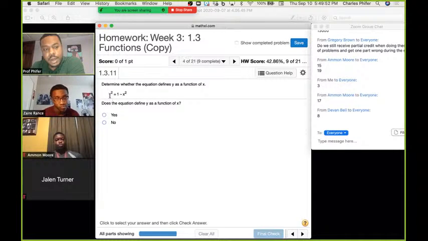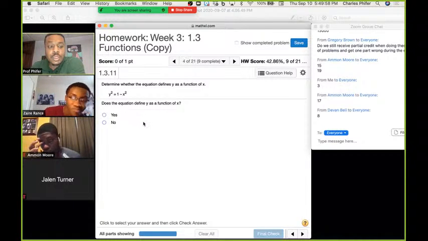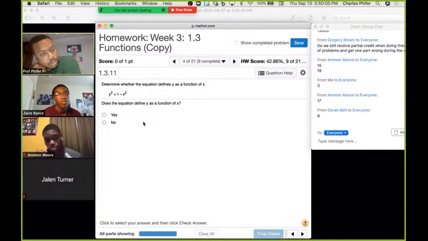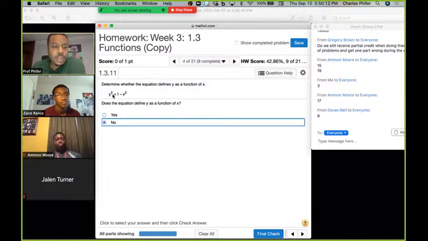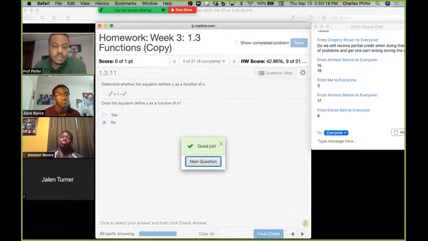If we solve for y, how do we get rid of that square? What do we have to do on both sides? Square root. So when we do square root, what symbol do we have to introduce again? Plus or minus. If we introduce plus or minus, is it still a function? No, right? So this is going to be no. Again, because y is to an even power, when we take the even root, it no longer makes it a function.